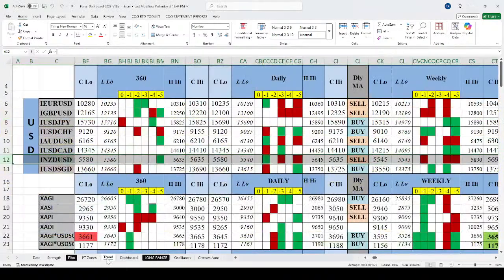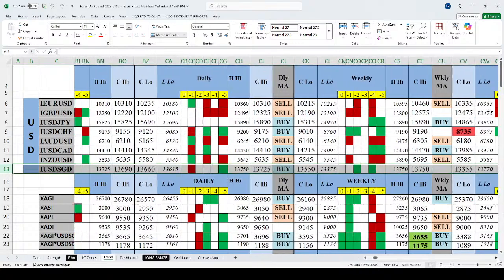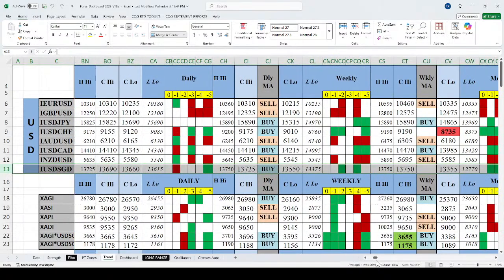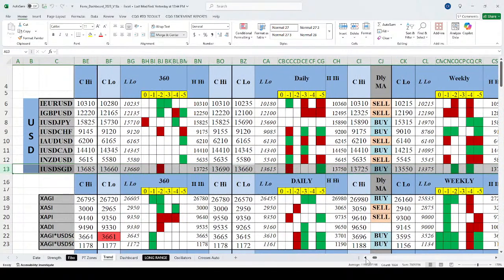Okay, next we're going to talk about dollar Sing. The trend on the 6 hours is flat with a downside bias, daily is flat with a downside bias, weekly is flat with an upside bias, and monthly is flat with an upside bias. Again, similar situation. Weekly and monthly are pointing up, daily and hourly are pointing down. So we should be going for a cautious buy or cautious sell.